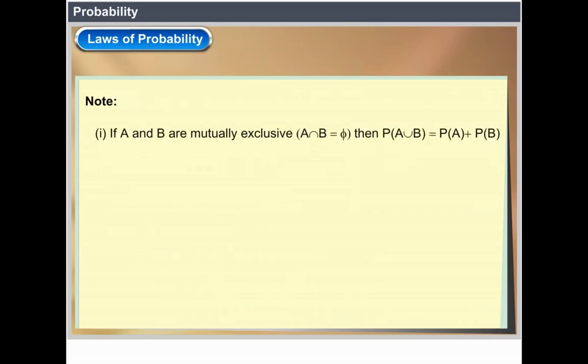Note, if A and B are mutually exclusive, A intersection B equals empty, that means null set, then P of A union B equals P of A plus P of B.